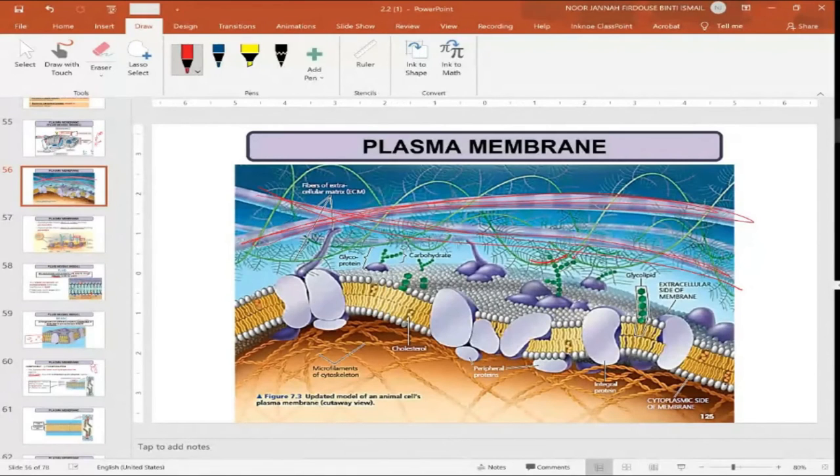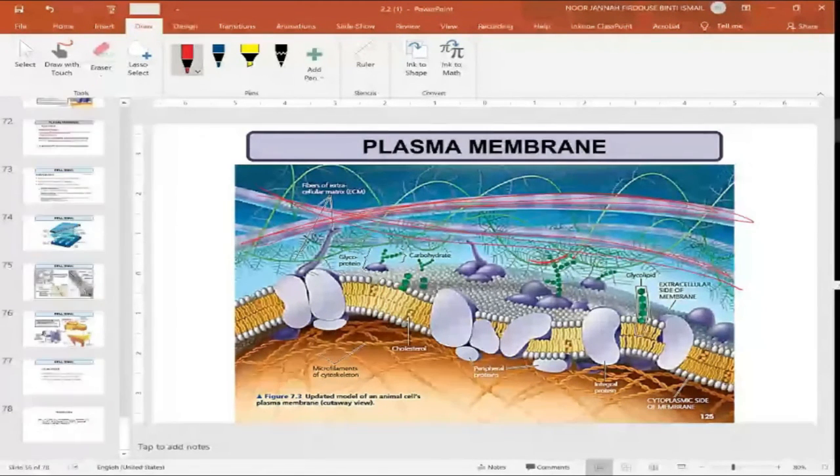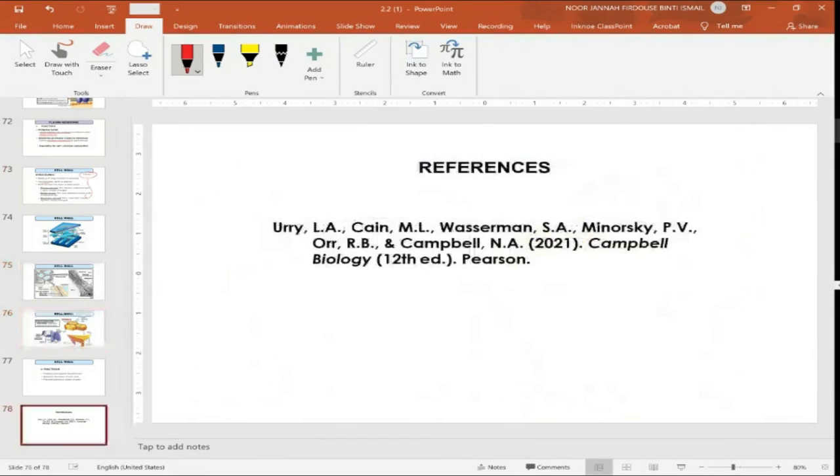Jadi kalau tak ada cytoskeleton ni, contohnya kalau pipi kita collagen tak ada, nampak tu sebab muka boleh jadi kulit berkedut, tak cukup lah kan. Okay, kalau tak ada nanti sambung bacaan awak untuk 2.3 dan 2.4.